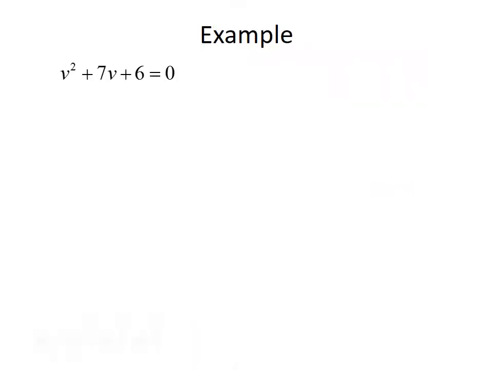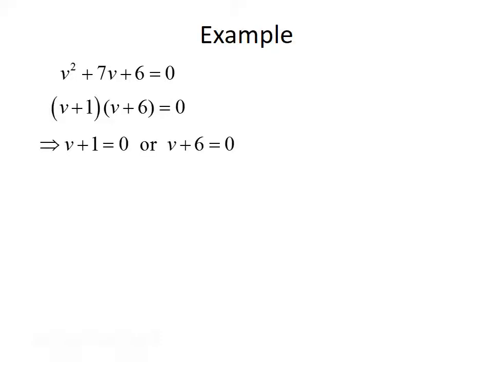Here's another example. V squared plus 7v plus 6 equals 0. Take a few minutes and see if you can solve this by factoring. So we start by factoring out the quadratic expression. This factors out to be v plus 1 times v plus 6. Next, we set each factor equal to 0, so v plus 1 equals 0, or v plus 6 equals 0. And finally, we solve each equation above for v, so v would equal negative 1, or v would equal negative 6.